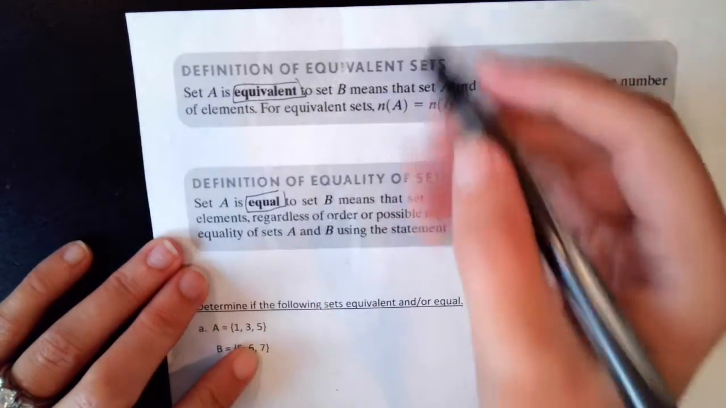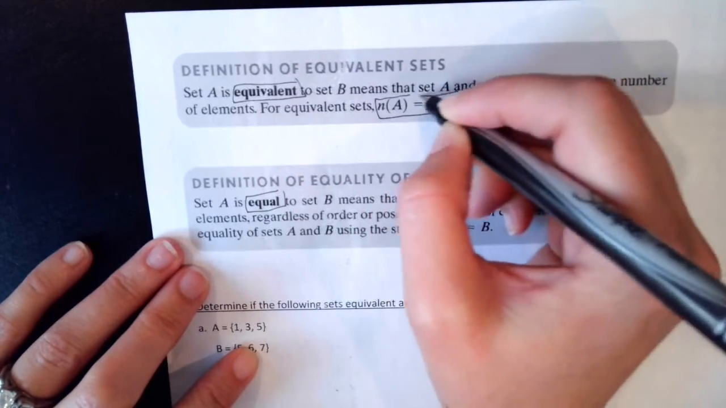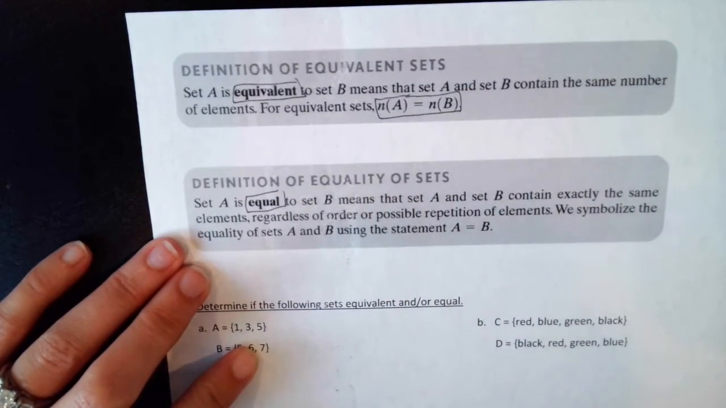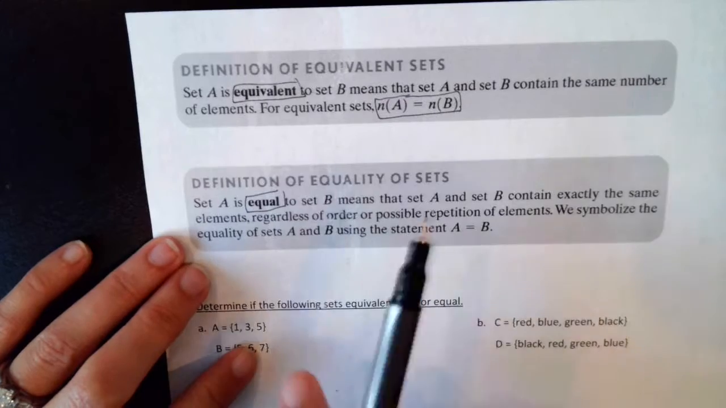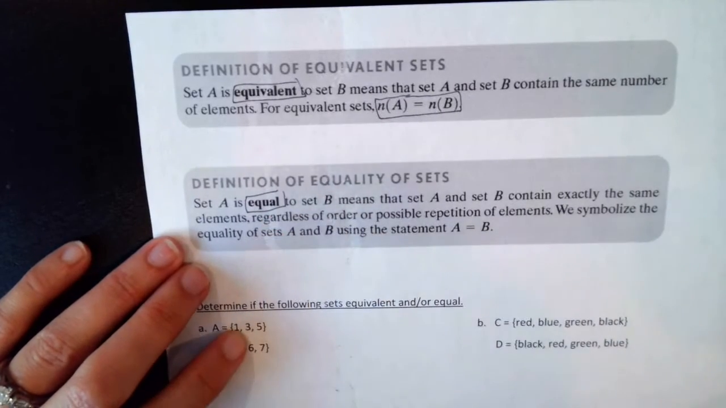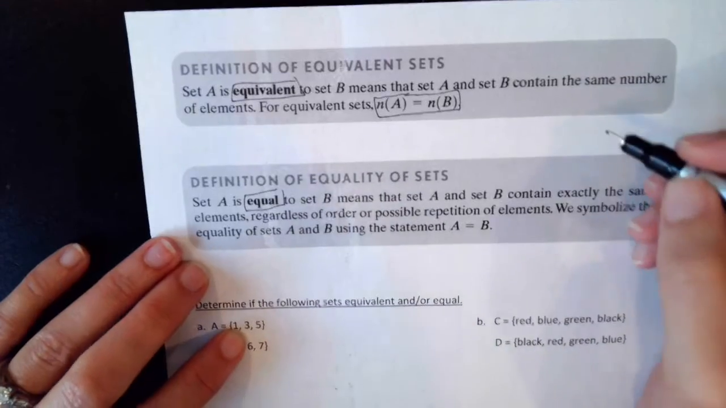So equivalent in math class means that you have the same number of things. Like if my family has 3 kids and your family has 3 kids, our families are equivalent. If my crayon box has 8 crayons and your crayon box has 8 crayons, our crayons are equivalent even if we have different colors. But to be equal, they have to be exactly the same. Same number and same elements.